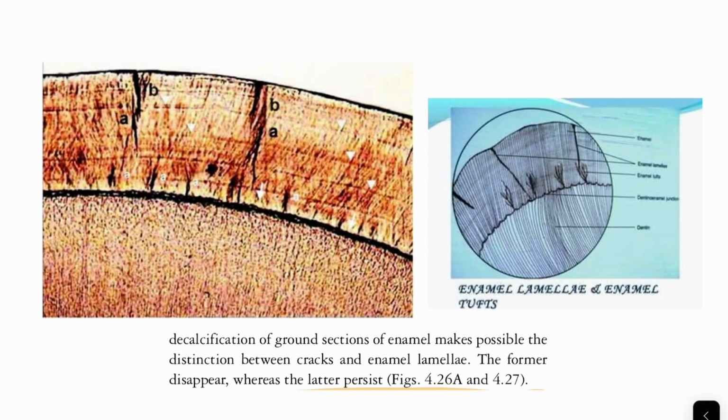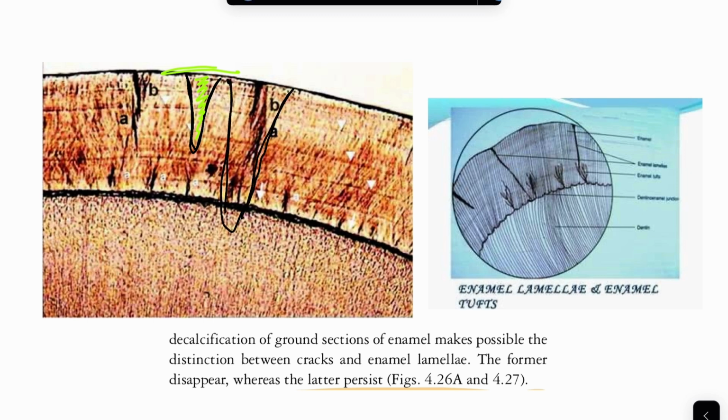They basically look like cracks, and they are in a way cracks. They are cracks in the enamel. They originate from the enamel surface, and they are filled with some organic material. They may also go deep down into the dentine.